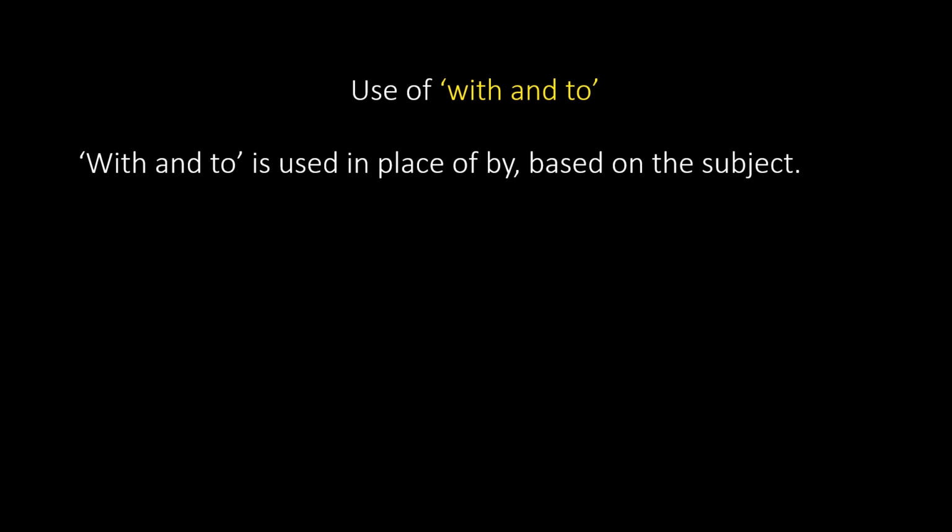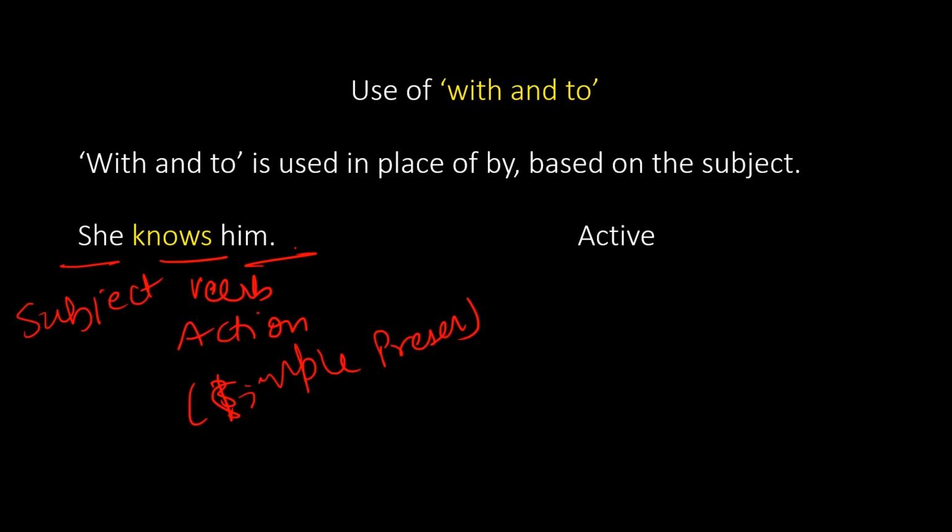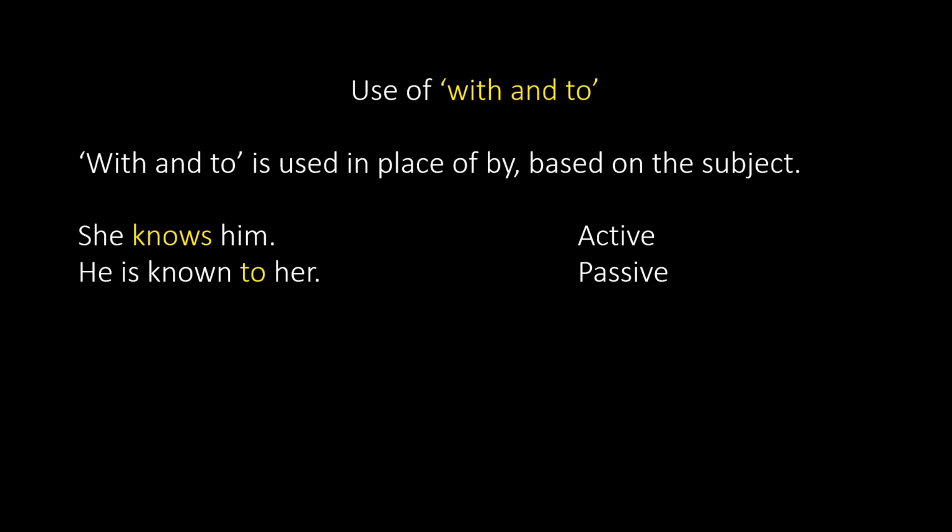Now let's discuss the cases where we have to use the prepositions with and to in place of by in your passive voice. Here is an example. She knows him. She is your subject. Knows is your main verb, or the action performed, and it's written in simple present tense. Him over here is your object. Let's take a second and try to convert it into passive voice. So the possible answer that you must be getting is, he is known by her. That's what we discussed in our previous slides.